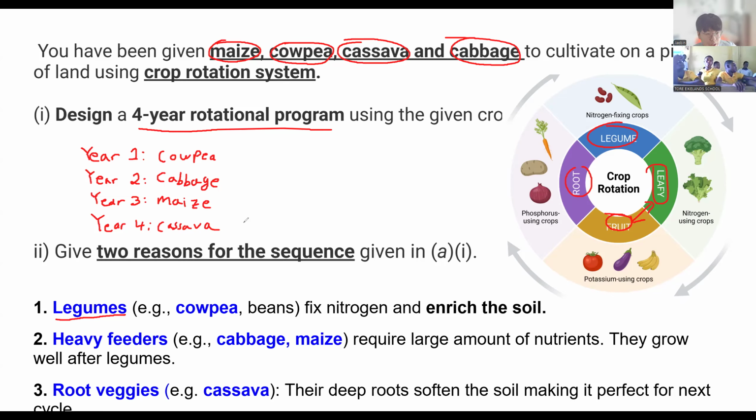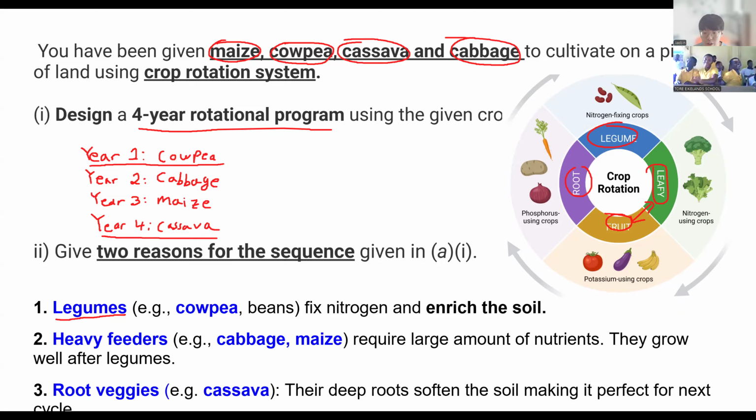But what's important is that we set up cowpeas in year one because they fix the nitrogen and make the soil better. They're legumes. And in year four, we have cassavas because they're the root veggies, which helps soften the soil.